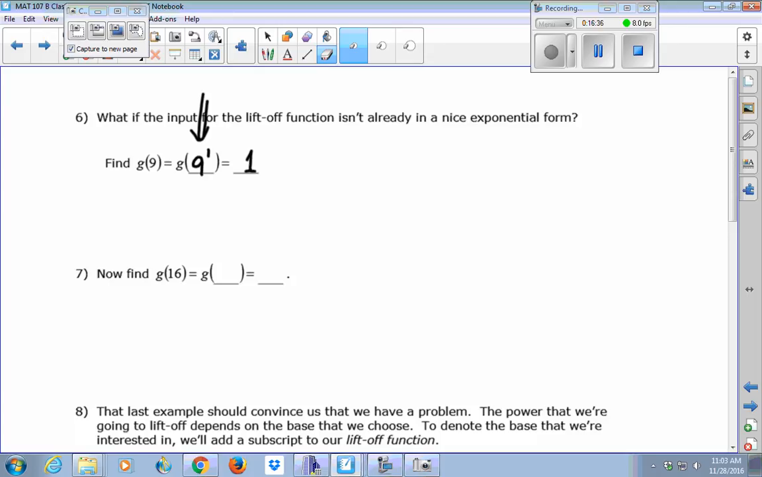Anybody got a different idea? To the x power. What to the x power? Never mind? Okay. All right. Well, Claudia's shouting out, couldn't I have rewritten it like this? 3 to the second power? Could I write it that way? And then what exponent am I lifting off? 2.